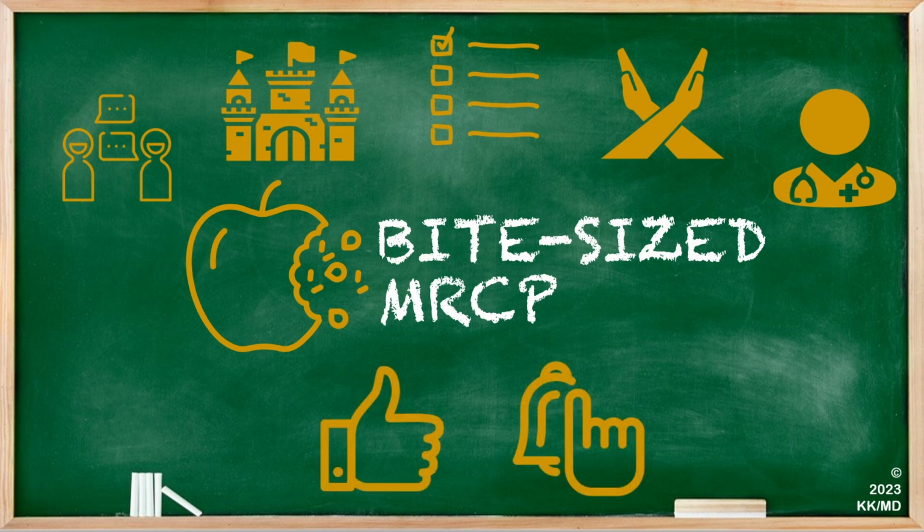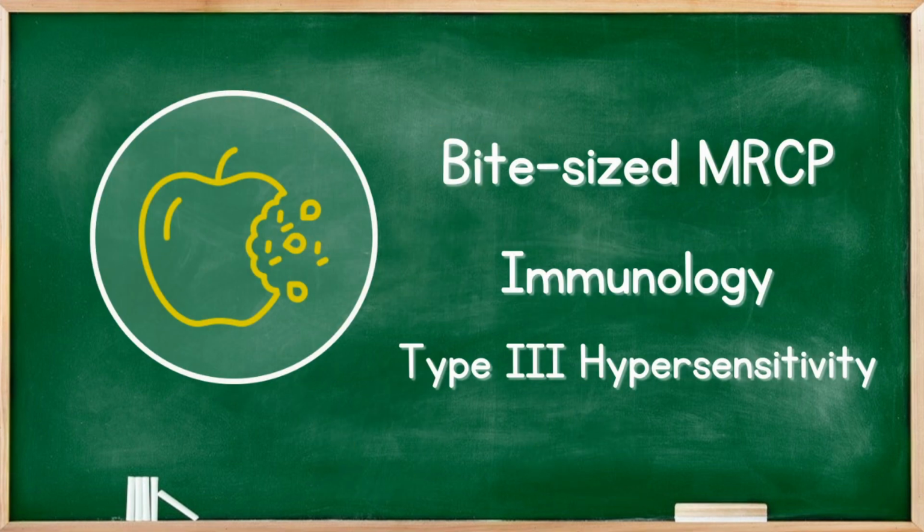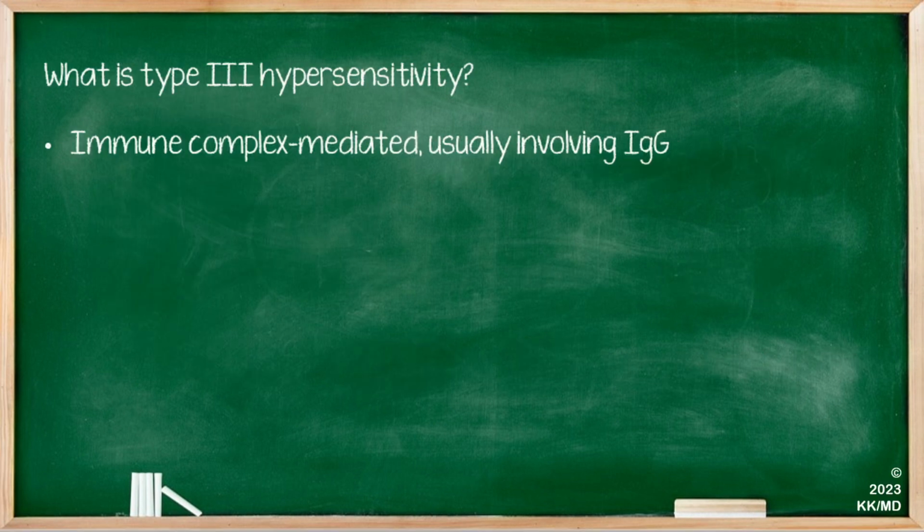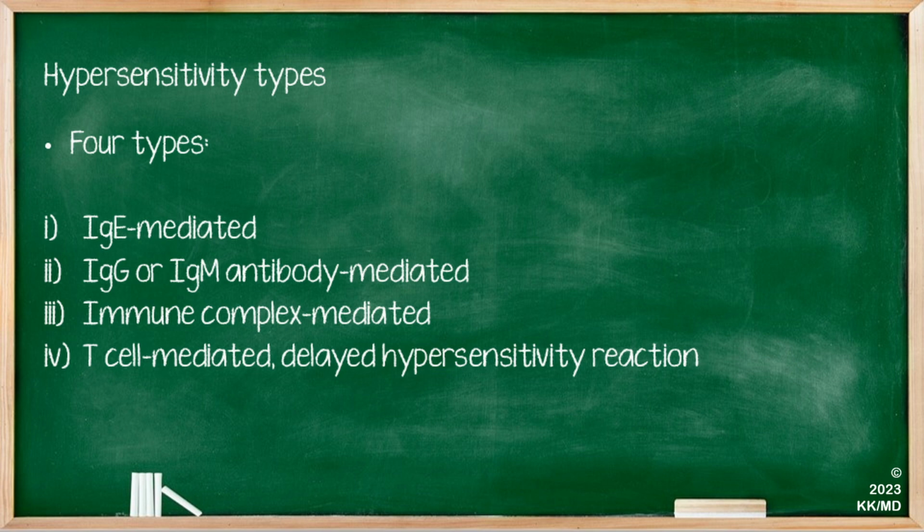Now, without further ado, let's get into today's topic, which is on Type III Hypersensitivity under the section of Immunology. So, what is Type III Hypersensitivity? It's immune complex mediated, which usually involves IgG. If you recall, we have four types of hypersensitivity reactions. Type 1 is IgE mediated, type 2 is IgG or IgM mediated, and type 3 is immune complex mediated. And type 4 is a T cell mediated delayed hypersensitivity reaction.